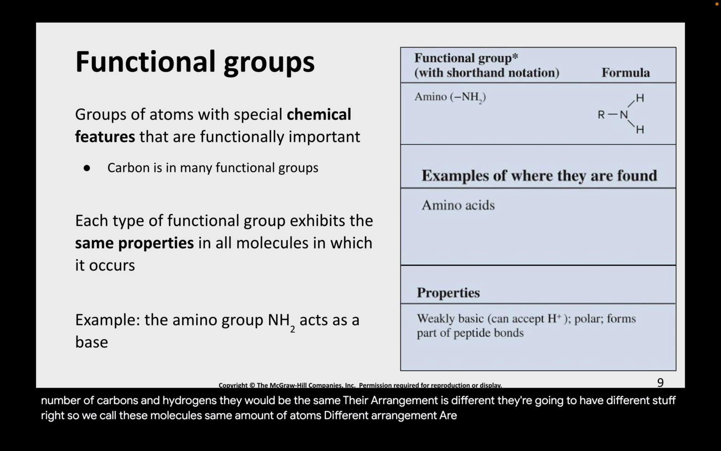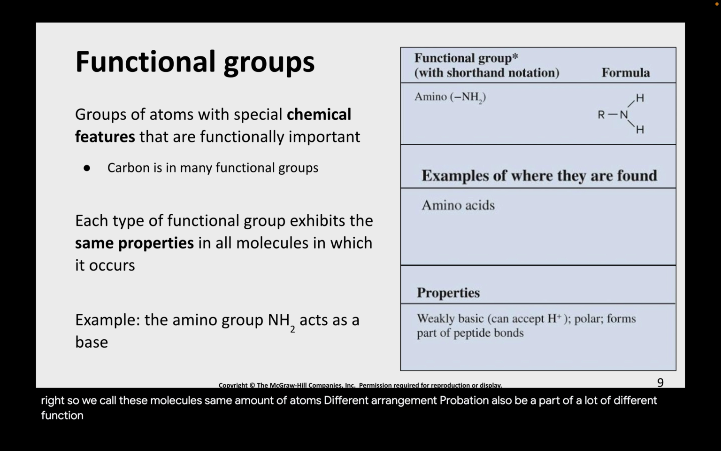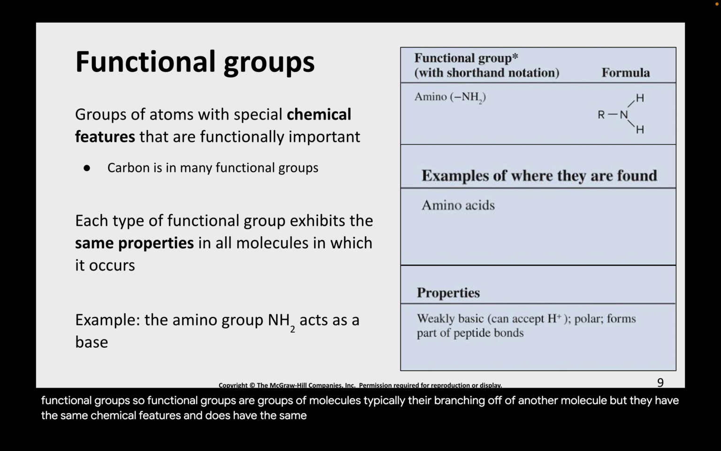Carbon can also be a part of a lot of different functional groups. So functional groups are groups of molecules. Typically they're branching off of another molecule, but they have the same chemical features and thus have the same properties associated with them. So if we look at an example here, this is an amino functional group.